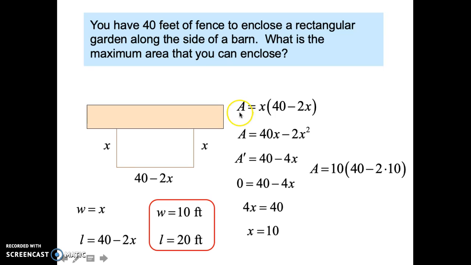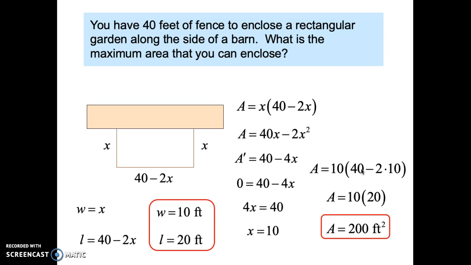Now to find the area, we have to plug these two into our normal equation. So we plug the 10 into x in our normal equation, and we get 200 feet squared.